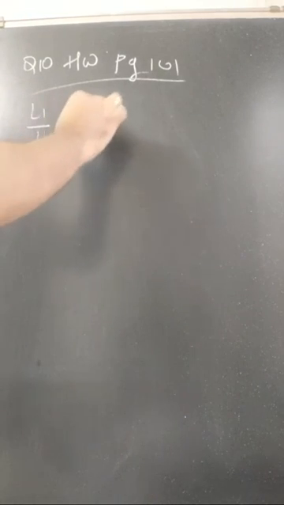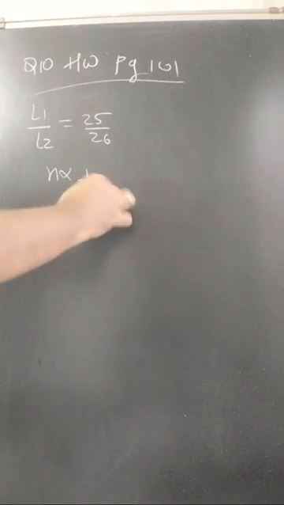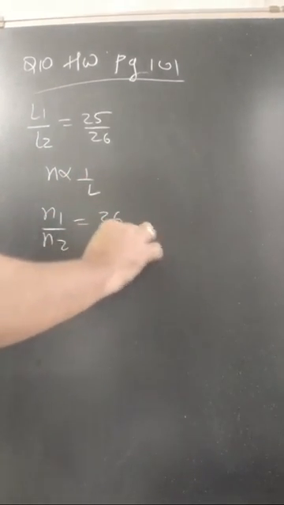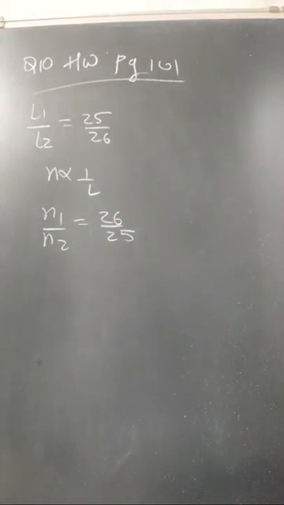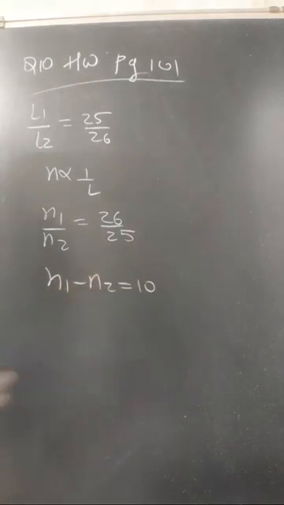Two closed pipes produce 10 beats per second when emitting their fundamental notes. If their lengths are in the ratio 25/26, so L1 upon L2 is 25/26. Now frequency is inversely proportional to length, so N1 upon N2 is 26/25. And they are producing 10 beats. If they are producing 10 beats, then N1 minus N2 is 10.